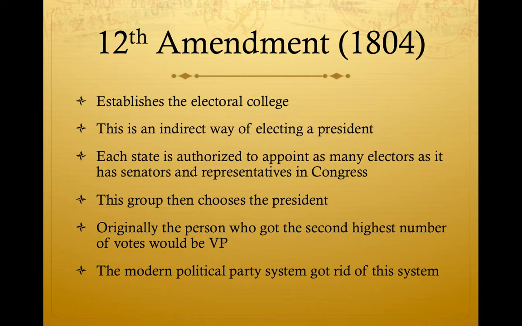They could cast a vote opposite what the people desired. This has not happened in Ohio. It has happened in our history as a nation, but never in a way that has made a difference. The Electoral College is seen as an improvement, where originally the person who got the second highest number of votes would be the vice president. We got rid of this system with the modern political party system being put into place. So now the president and the vice president are of the same political party.